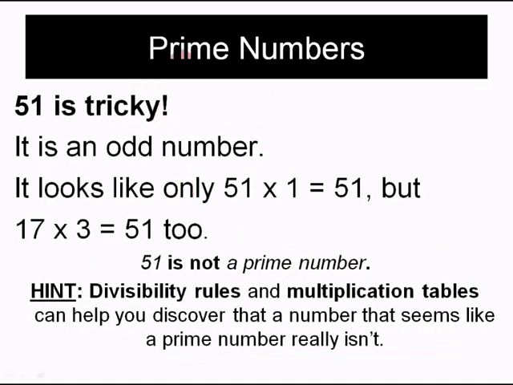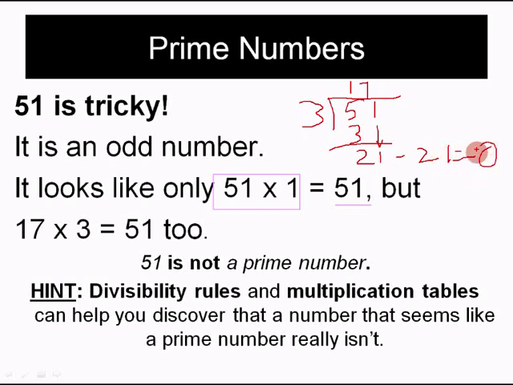But if you take 51, it's tricky. If you take 51, it is an odd number. It looks like only 51 into 1 gives 51, right? But if you go deep, if you divide 51 by 3, 1 times 3 is 3. Therefore 2 here, and bringing down this 1, we will have 21. So how many times is 3 in 21? 7 times, right? 21 minus 21 equals 0. So 17 is a factor. 17 into 3 is another way of writing 51, right? So how many factors do we see? Other than these two, we got 2 more factors. So 51 is not a prime number.